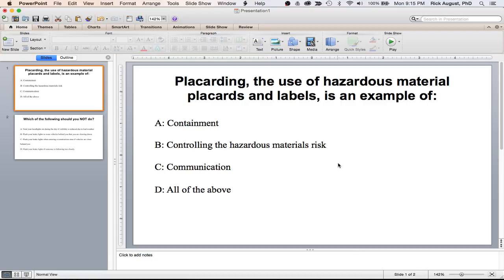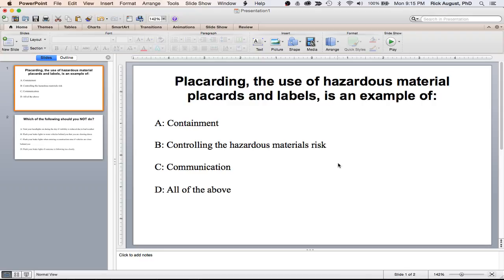So you're left with B and C as options for the answer that you could potentially pick for what placarding is an example of. So controlling the hazardous materials risk, yes, in a way it does control the risk because it communicates information that can be looked up in relation to the placarding on the side of the vehicle.